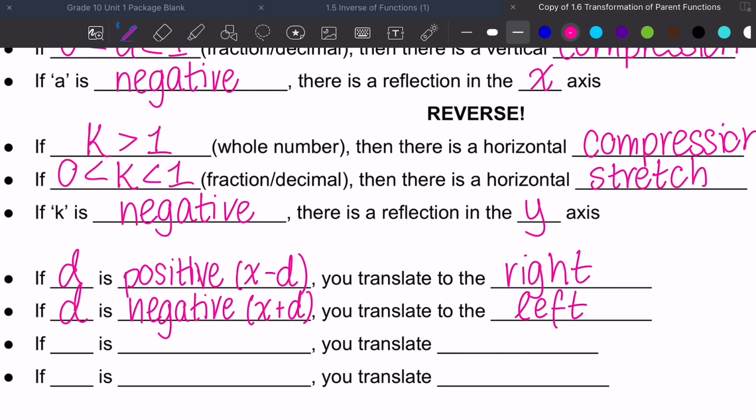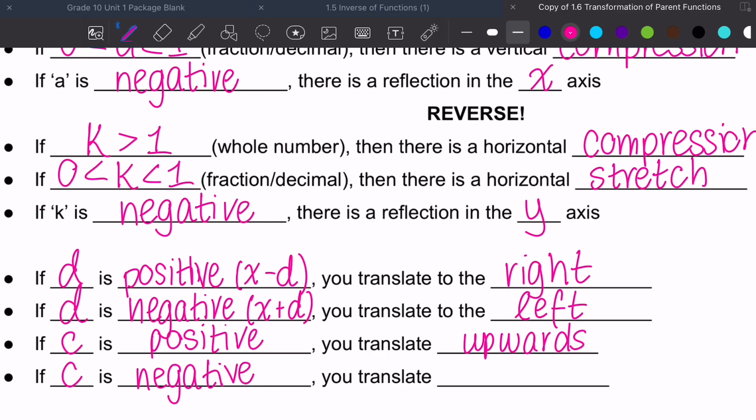And then last but not least, C, which you have seen before. This was, for example, shifting parabolas up and down. If C is positive, then no funny business. Positive just means you're going upwards. And then you guessed it, negative means you're going downwards. So that one is pretty straightforward. No flipping of rules.